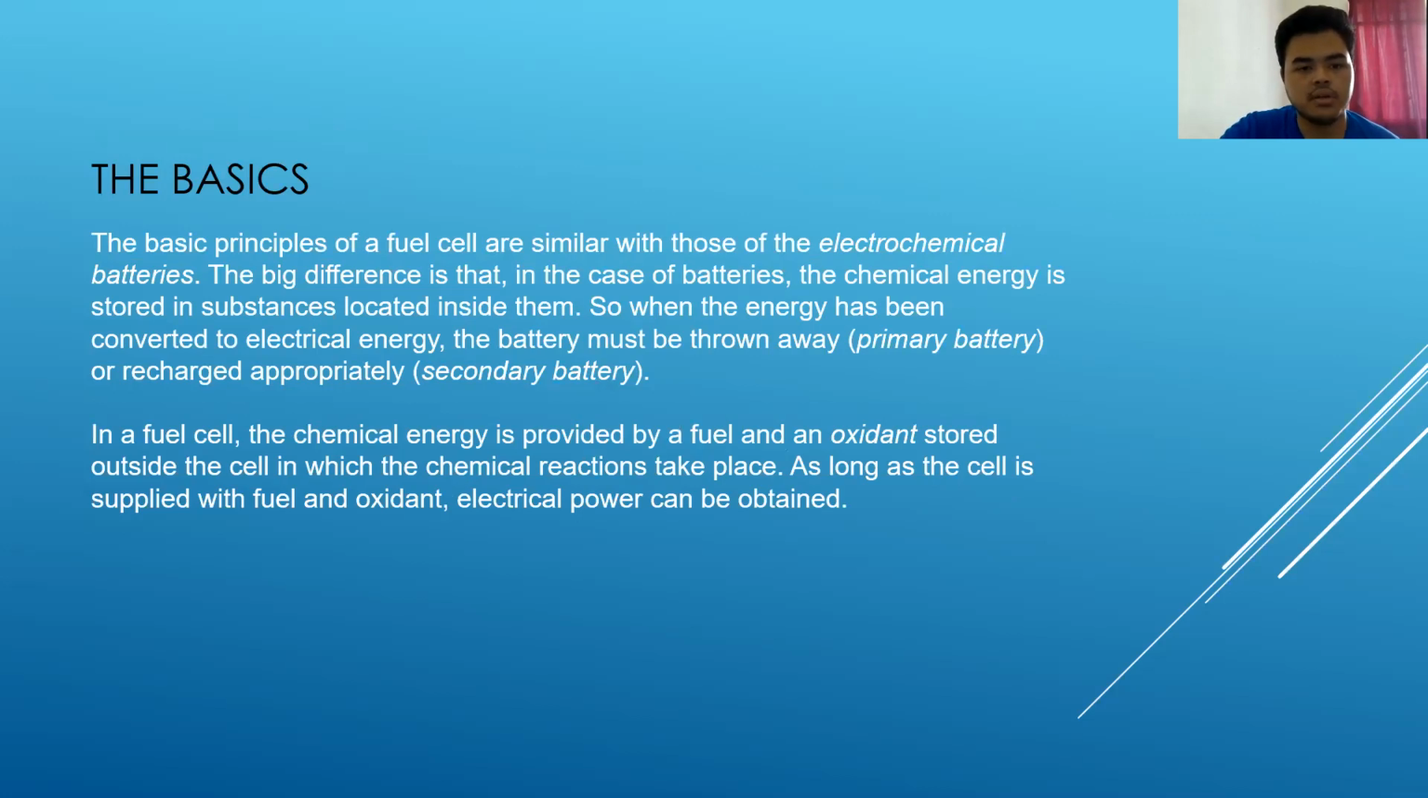Basics. The basic principles of a fuel cell are similar to those of electrochemical batteries. The big difference is that in the case of batteries, the chemical energy is stored in substances located inside them. So when the energy has been converted to electrical energy, the battery must be thrown away or recharged appropriately. In a fuel cell, the chemical energy is provided by a fuel and an oxidant stored outside the cell, in which the chemical reactions take place. As long as the cell is supplied with fuel and oxidant, electrical power can be obtained.